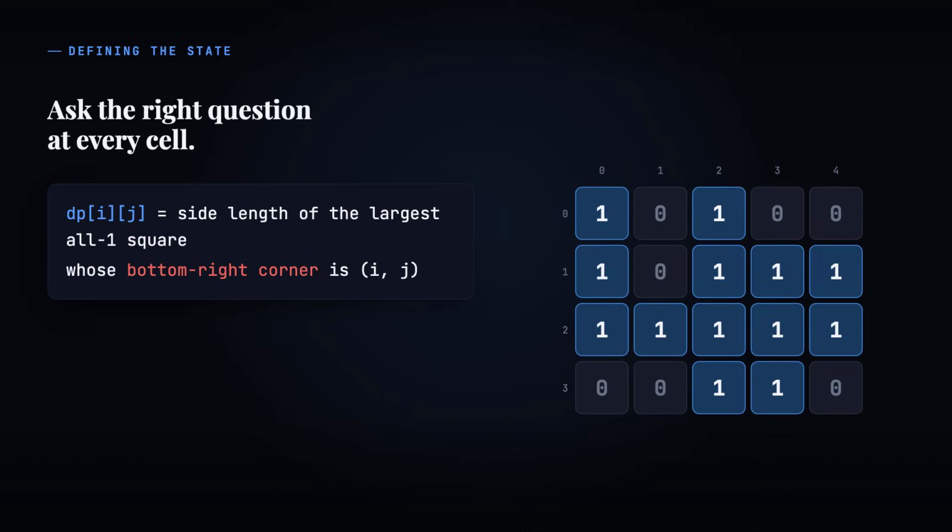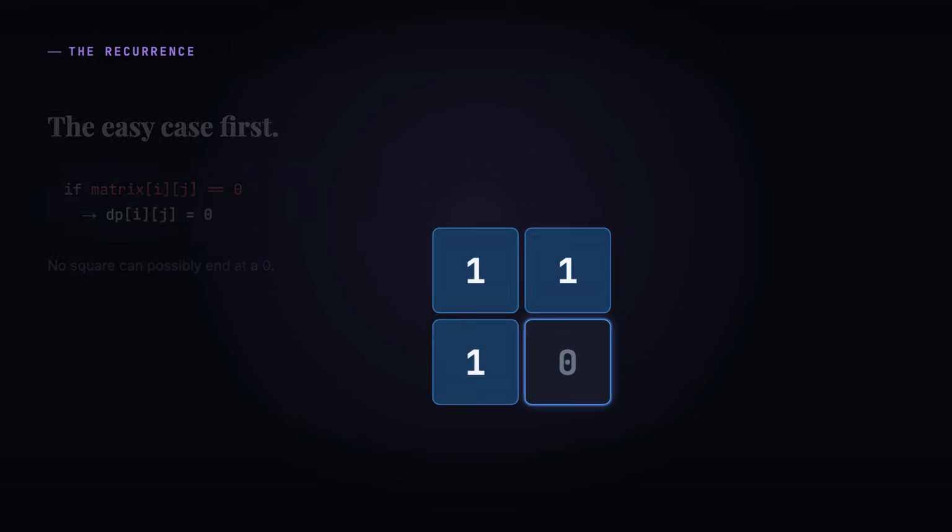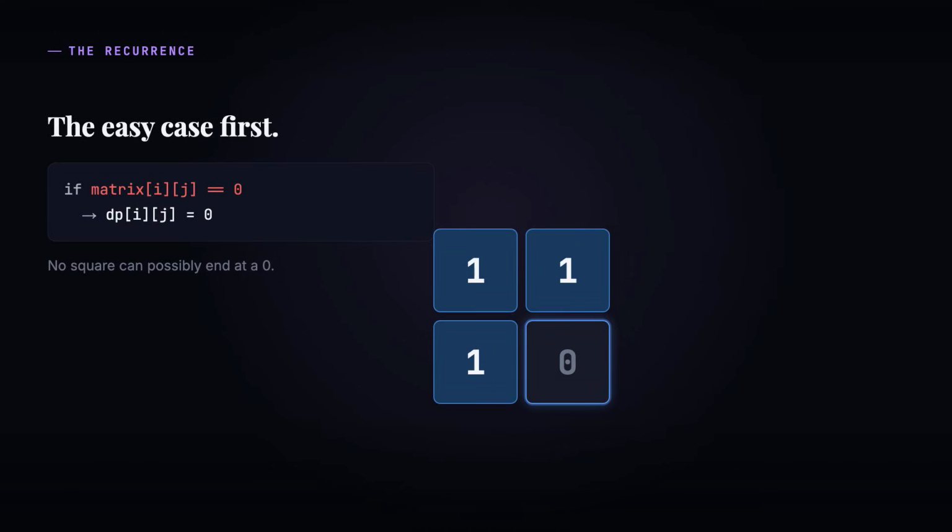To solve this with dynamic programming, we need to ask the right question at every cell. Define dp of i,j as the side length of the largest all-one square whose bottom right corner sits exactly at cell i,j. Once we know every one of these values, the answer to the whole problem is simply the largest dp value squared. So how do we actually compute dp at a cell?